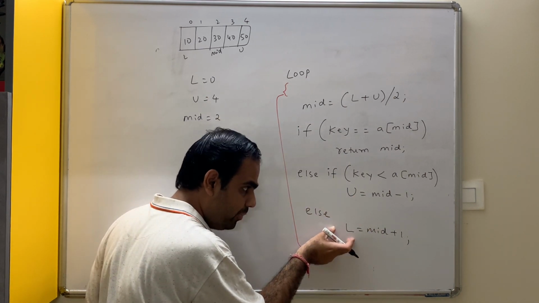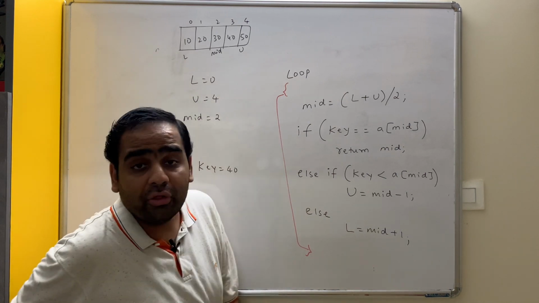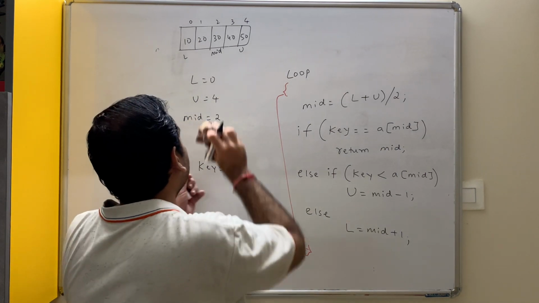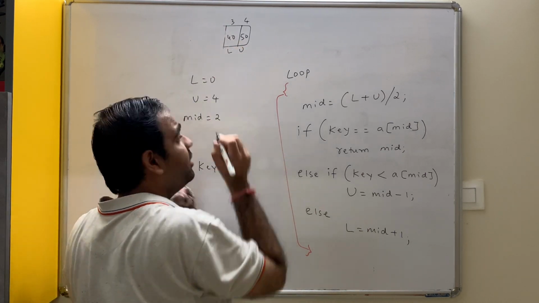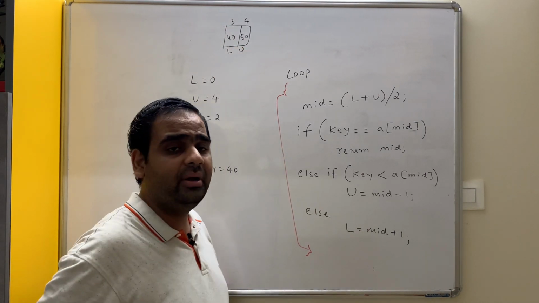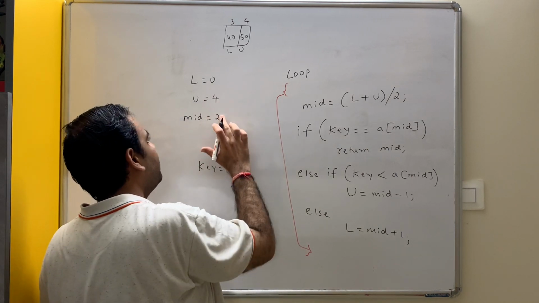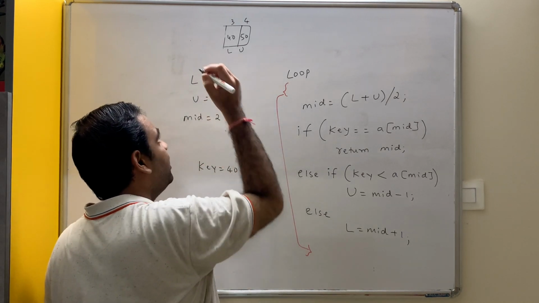Therefore, you come to the else part. That means you need to search on the RHS of mid. Now, this is the RHS of mid. Hence, this should become the lower limit, and that is what you are saying. Lower limit is equal to mid plus 1. Now, what is mid plus 1? 2 plus 1 is 3.